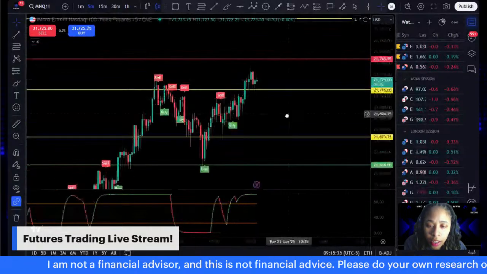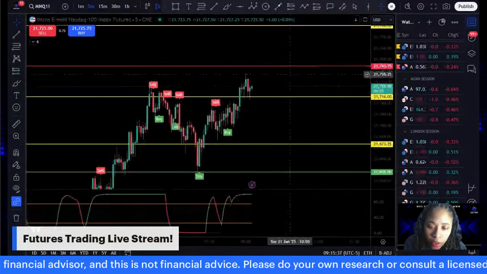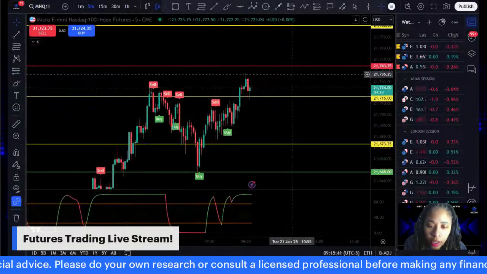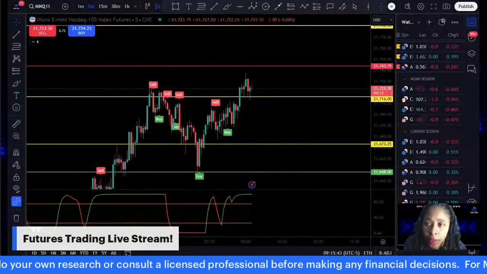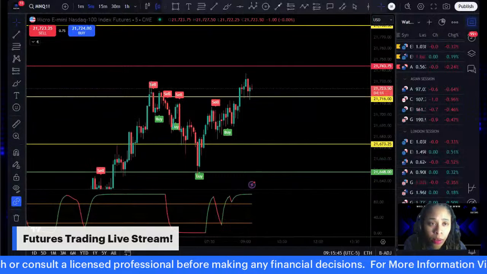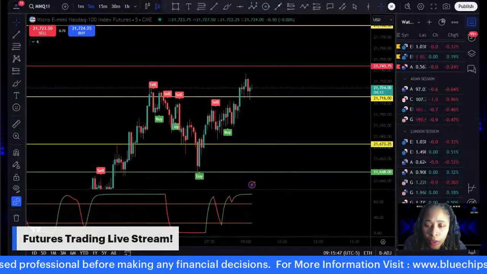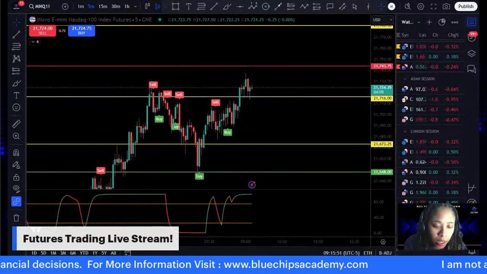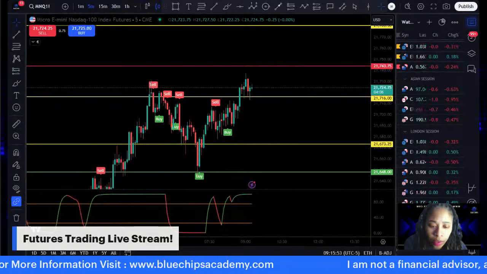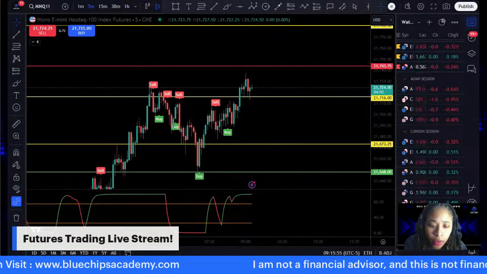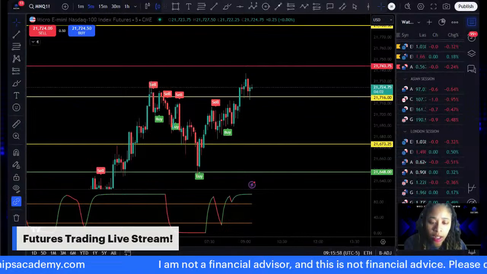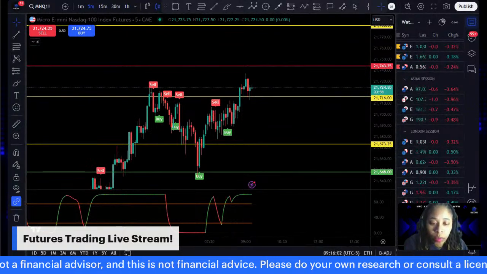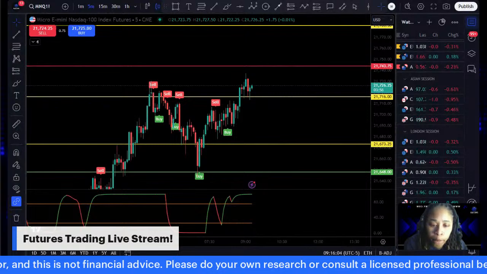Now, if that large candle happens within your setup, that's a beautiful setup. But if you're chasing a trade, most of the time those trades do not end well. So we're waiting, guys. We're waiting for our entry. Patience is key. If you have any questions, let me know in the comment section, and we're going to go from there.